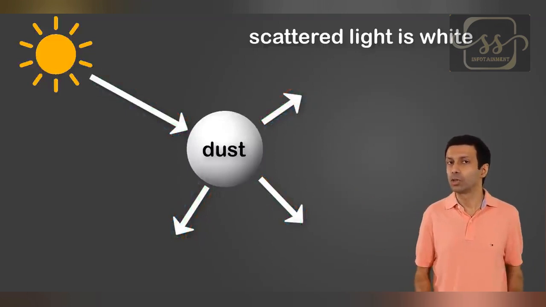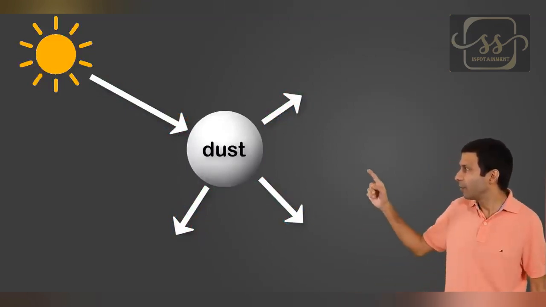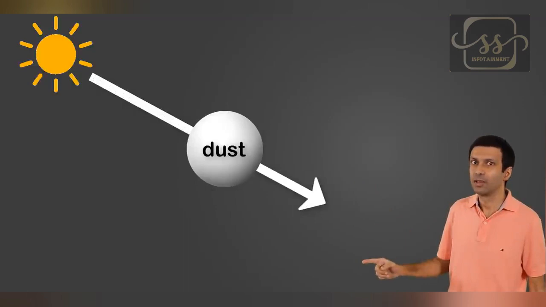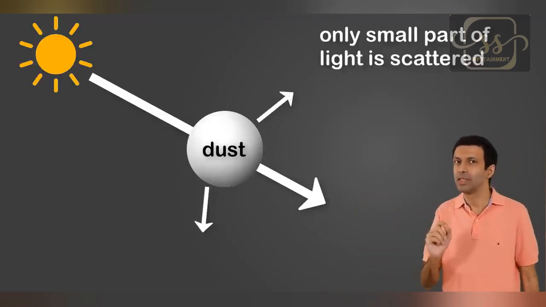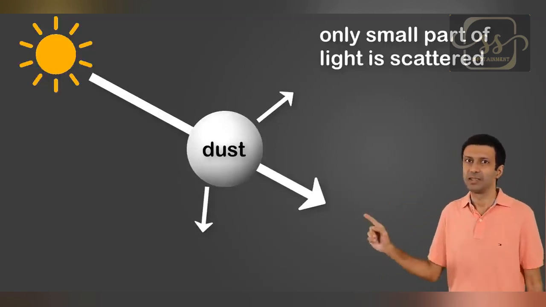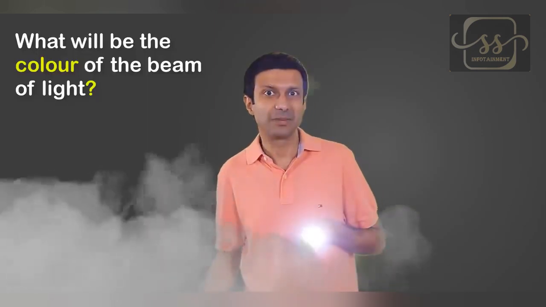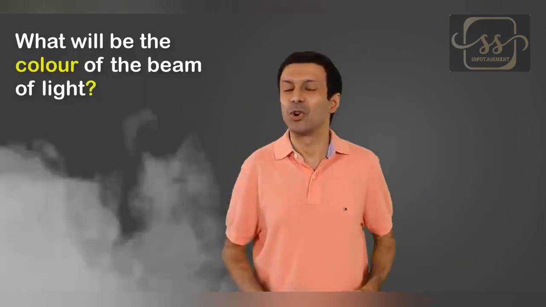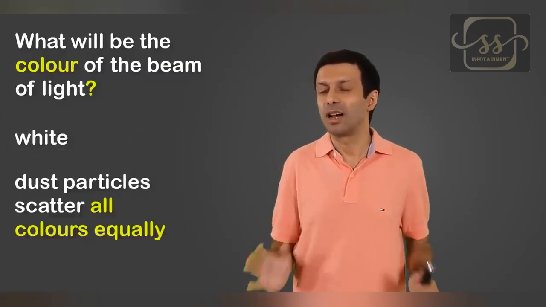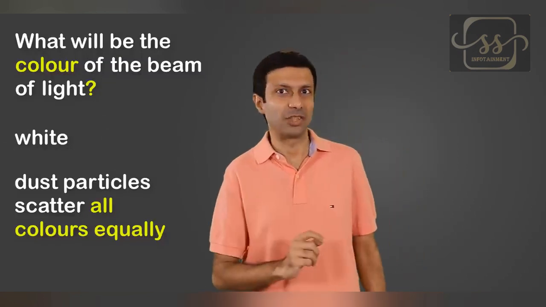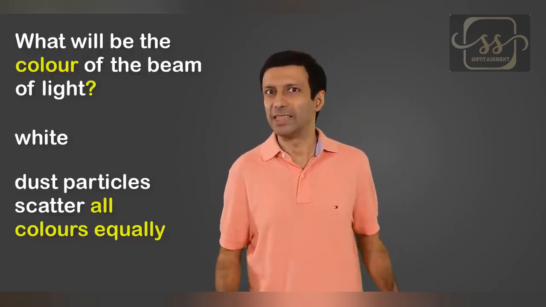An important point to note is that most of the light passes straight through. So most of the sunlight just goes straight through and only a small percentage is scattered by the dust particles. Now when you shine a torch in a room full of dust, what do you think will be the color of the beam of light? That's right, it's going to be white in color because the dust particles scatter all colors equally in all the directions. So the beam will appear white.